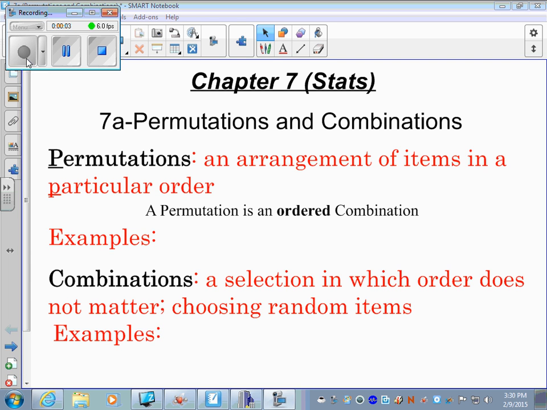New chapter, chapter 7. It's statistics. We shortened it up. It's stats. 7a is permutations and combinations.